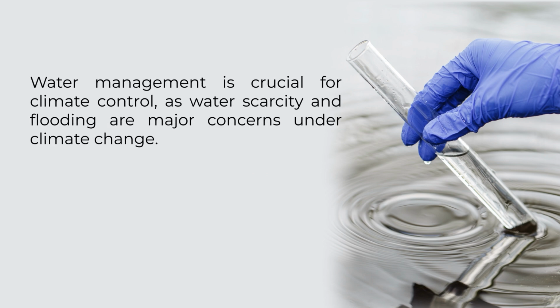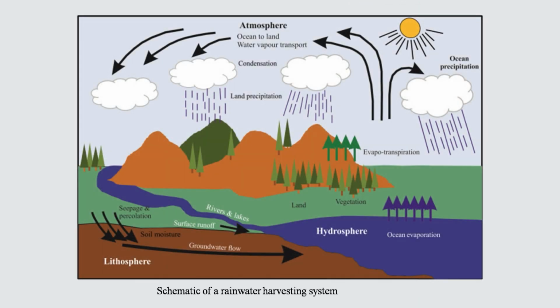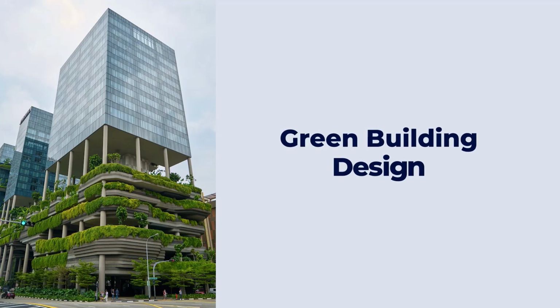Water management is very crucial for climate control, as water scarcity and flooding are two major concerns under climate change, because in some places, because of the extreme weather condition, there is water scarcity because there is no rainfall, and in other places because of heavy rainfall there is flooding. So strategies include rainwater harvesting, improved irrigation techniques, and desalination. These are the techniques I was talking about. If we do water harvesting, improved irrigation techniques and desalination, we can very well manage water for climate control mitigation. Next is the green building design.